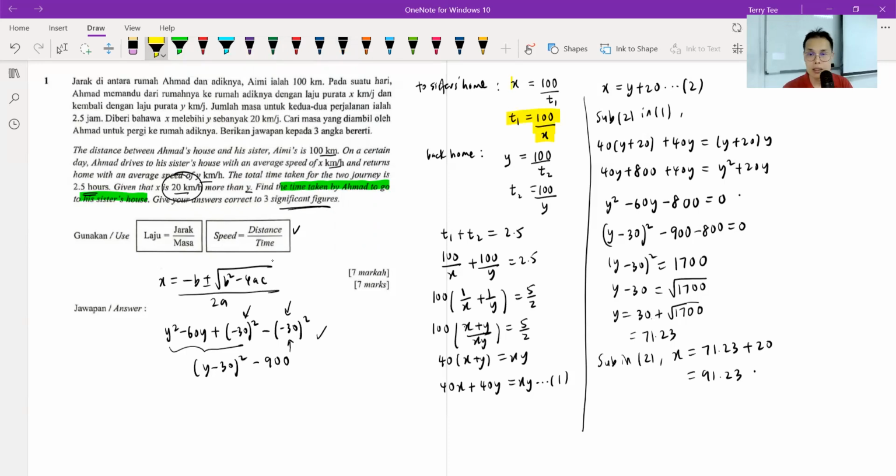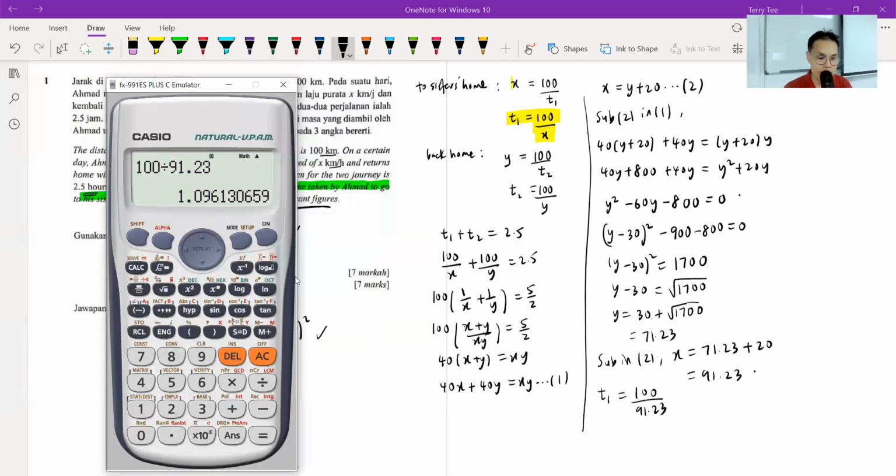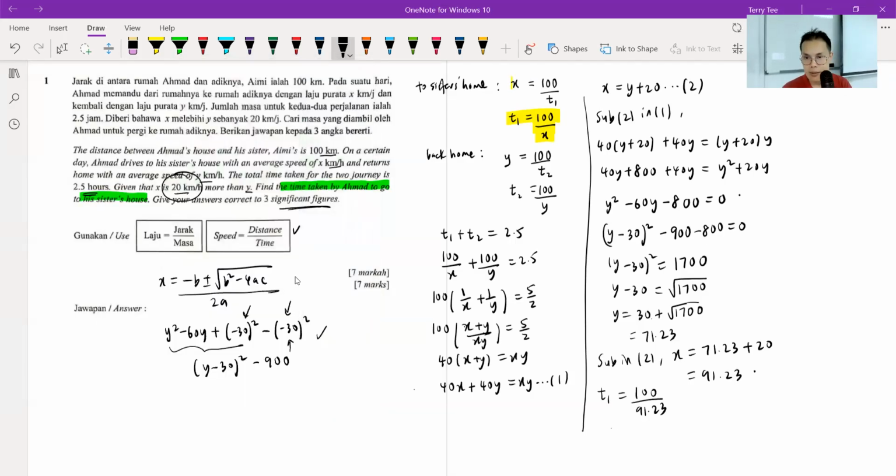So let's take T1 as 100 divided by 91.23. Use your calculator. 100 divided by 91.23, you will get 1.096. The question says give your answer correct to 3 significant figures. 3 significant figures will be 1.10 in hours. This is in hours. So I'll write this as 1.10 hours. All right.